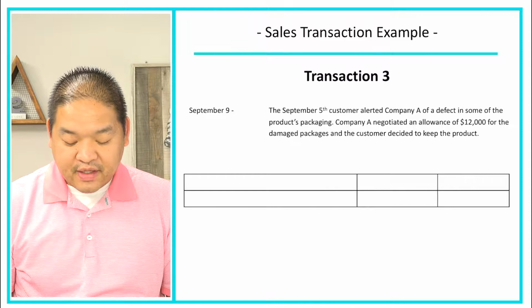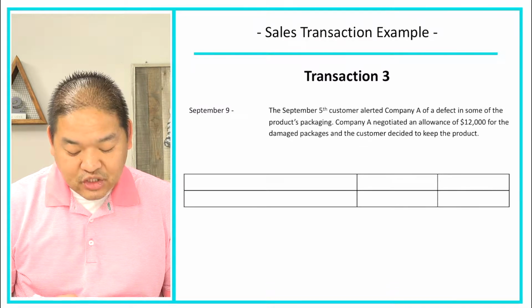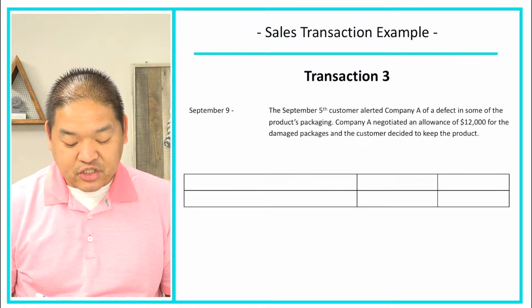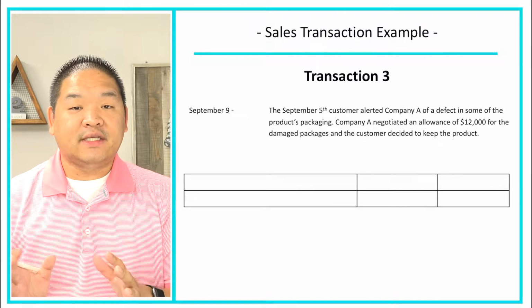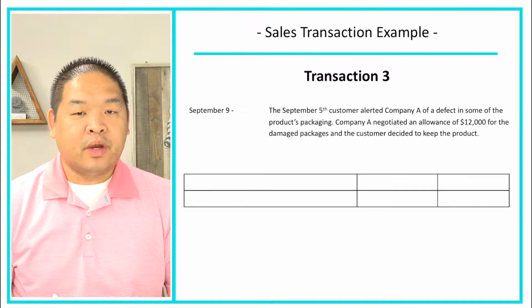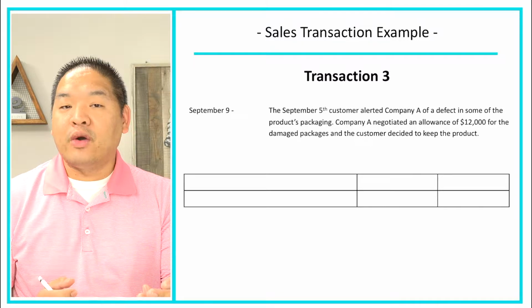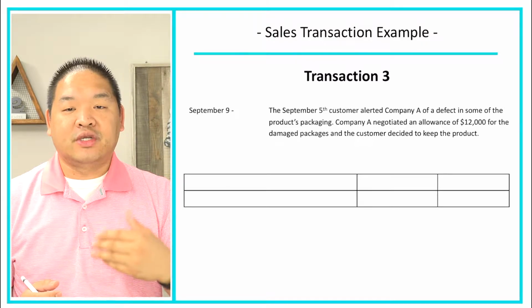The September 5th customer alerted Company A of a defect in some of the product's packaging. Company A negotiated an allowance of $12,000 for damaged packages, and the customer decided to keep the product. So in this case here, no products are being returned to us, so we don't have to worry about returning goods to inventory, but we are going to give an allowance to the customer because they have agreed to keep it rather than return it to us.